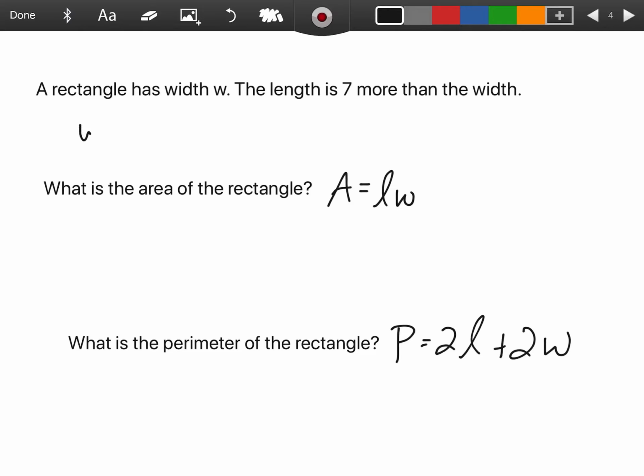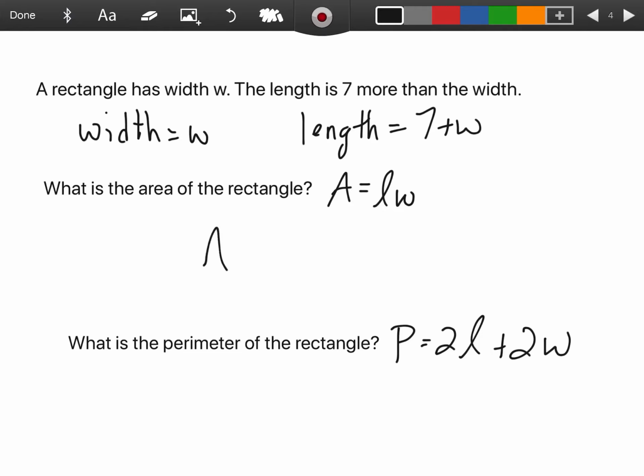So again, we're told that the width is equal to W, and then we're told the length is 7 more than the width. Okay, well, if my width is W, well then what's 7 more than W? It's going to be 7 plus W. So my length is 7 plus whatever my width is, which I said my width is W. All right, fantastic.